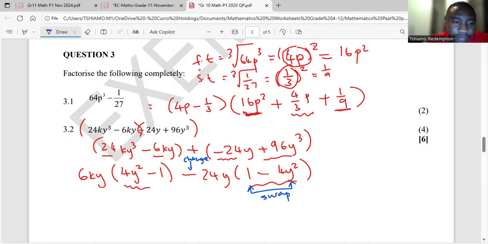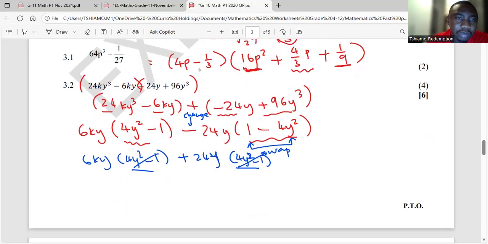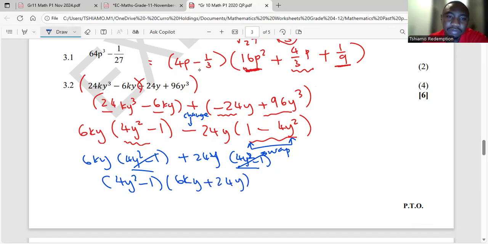Now, 6ky will be 4y squared minus 1. So the negative becomes a positive, and then this becomes 4y squared minus 1. Can you see these two brackets are the same? So we take out a common bracket, which is just 4y squared minus 1, then group the other two together, which is 6ky plus 24y. Now, this is worth 2 marks so far.